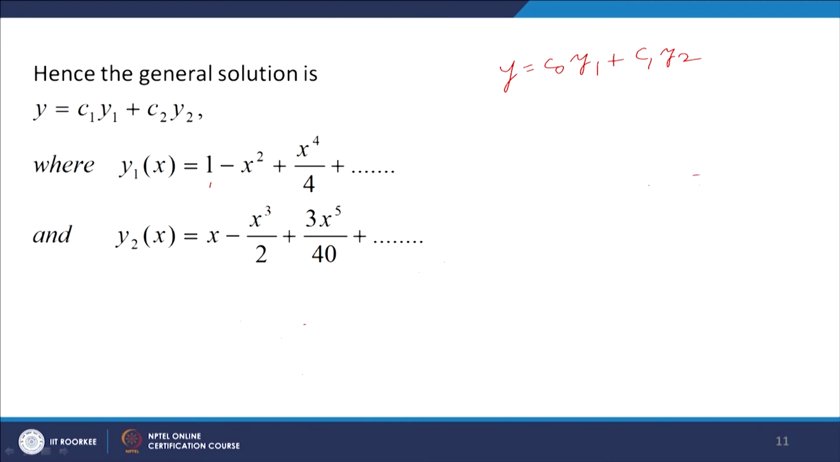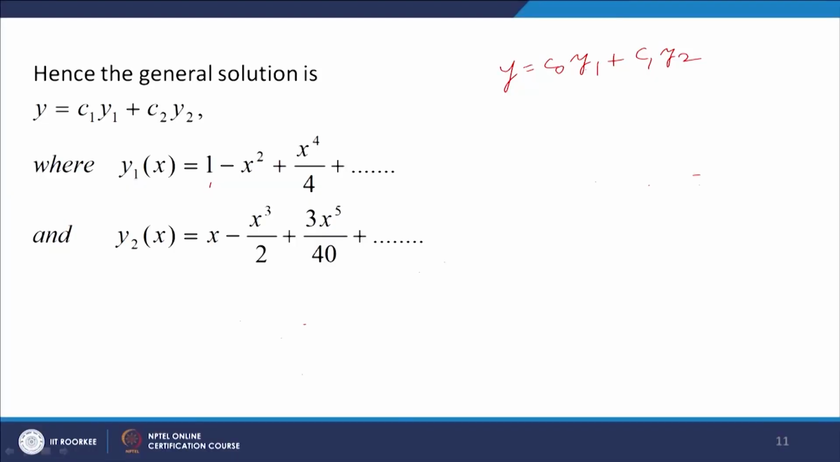And so you can see that this solution y1x is a power series in x, and y2x is also a power series in x, and they are not known functions. They do not represent known functions. So the solution of this differential equation cannot be obtained in the closed form. It is given by power series which do not represent known elementary functions.